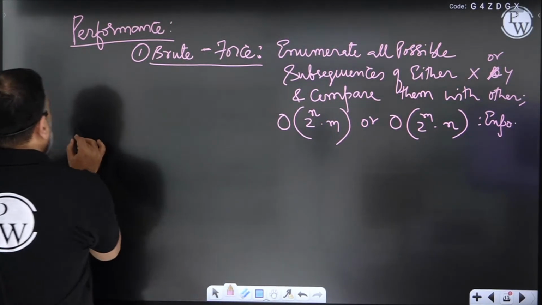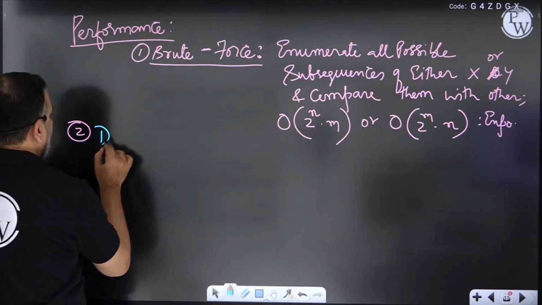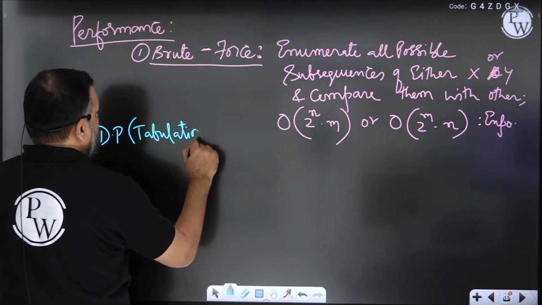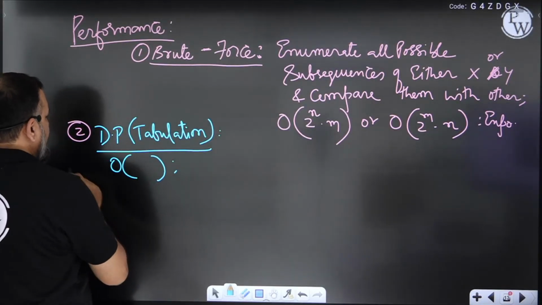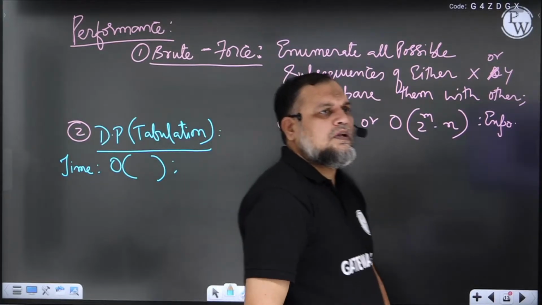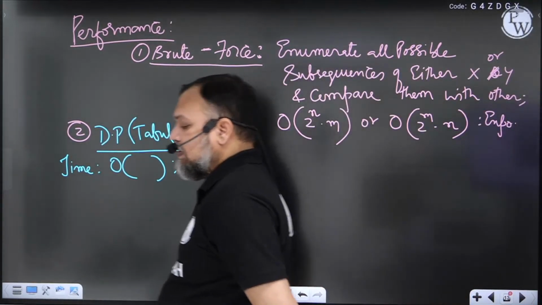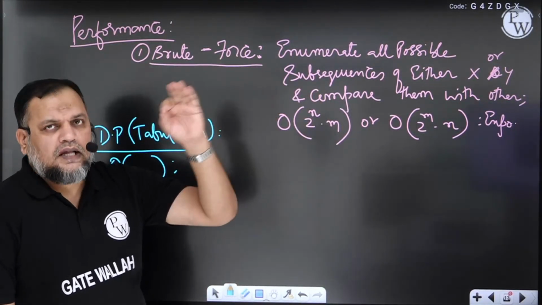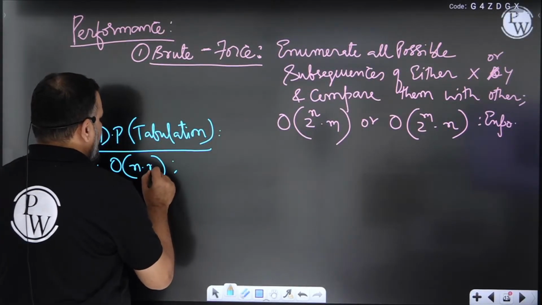Then as a simple 1 mark question I am asking you, if you go with the tabulation approach, dynamic programming tabulation method, which we have just now understood, can you tell me what will be the time complexity? Come on. What will be the time complexity if I go with the tabulation method, with string x having n characters and string y having m characters? So time complexity straight away becomes order of n into m.